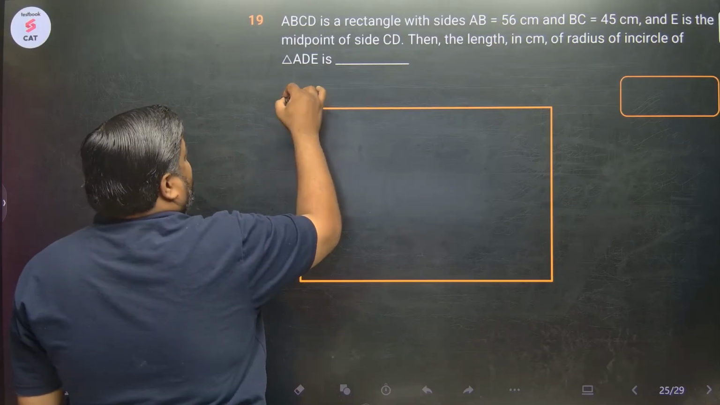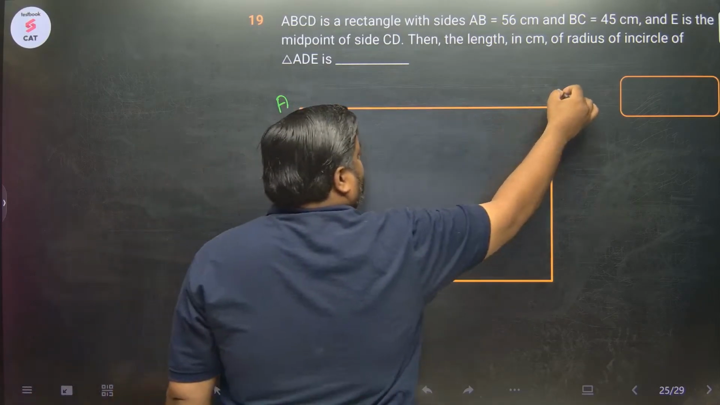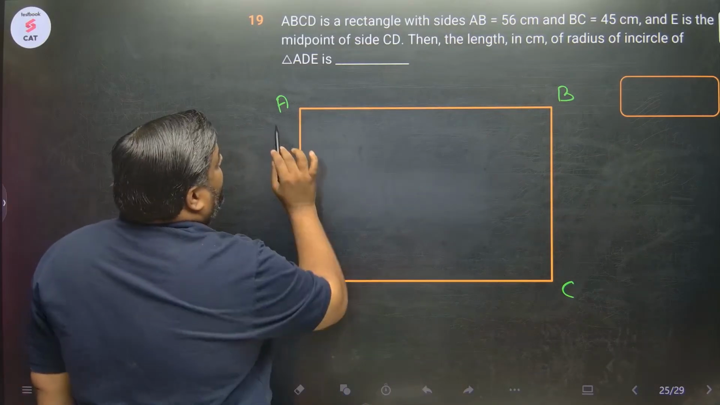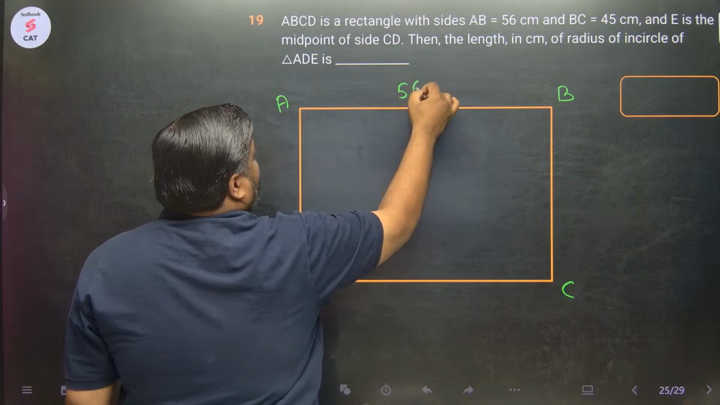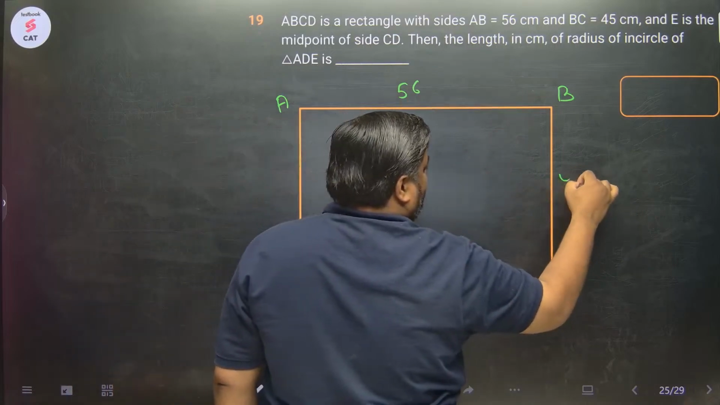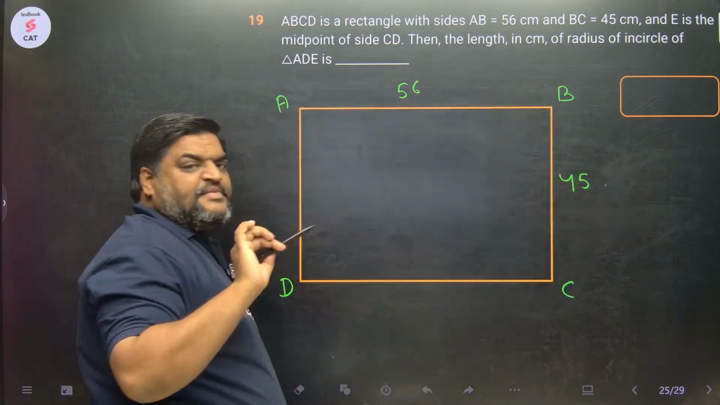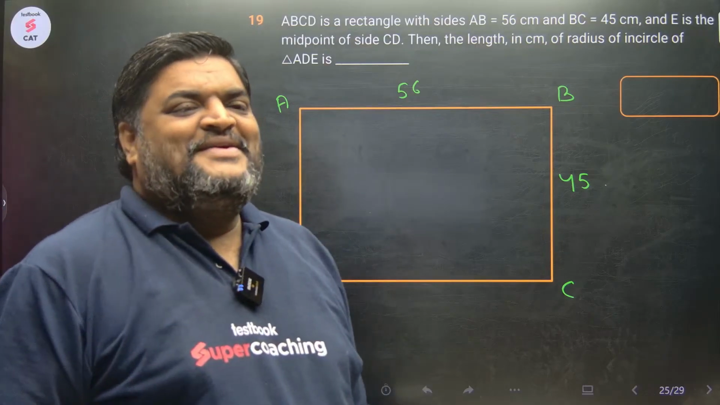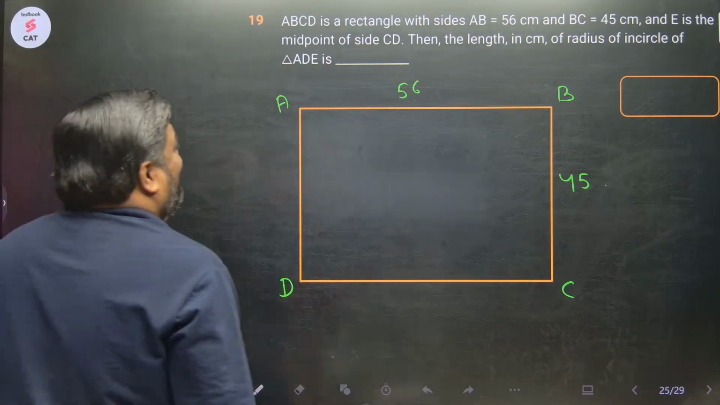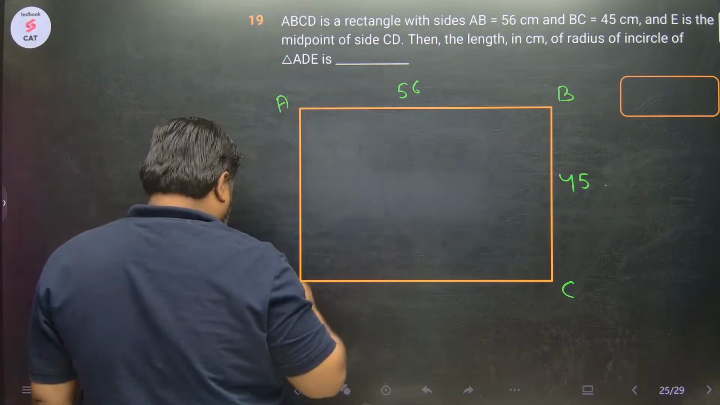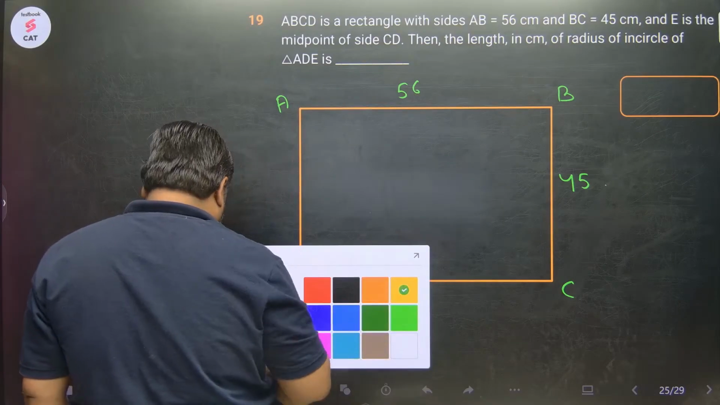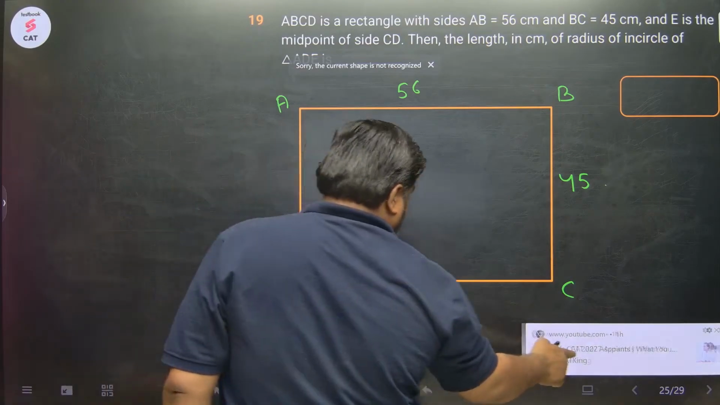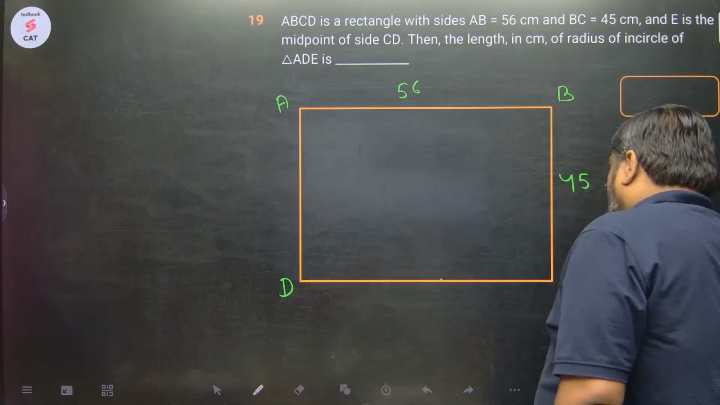ABCD is a rectangle with sides AB as 56 and BC as 45. I did this a few days ago in class, I believe. I fell into the trap. Okay, E is the midpoint of CD.